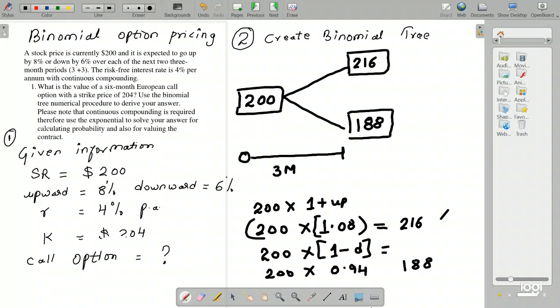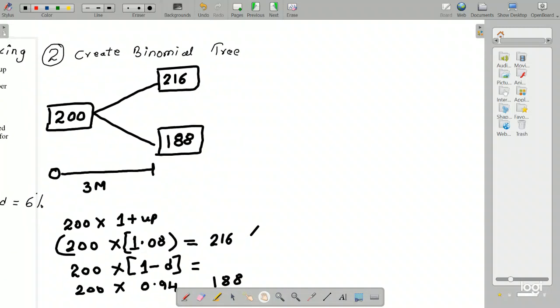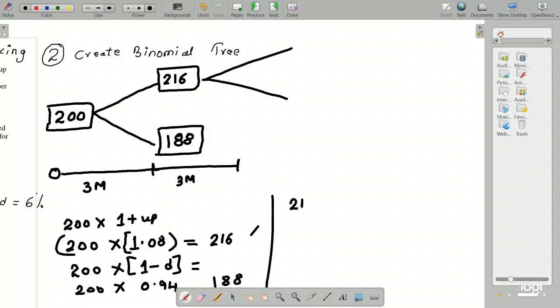Put them into a block, right? So our 3-month period is over. Now what? I need to go further into it. Going further means my 3 months is over, but I have another 3 months as per the contract. This means from here to here, another 3 months. So again, this will follow the same thing. So let's do the same thing here. If 216 is expected to go up, this is this. Or if 216 is expected to go down, 0.94.